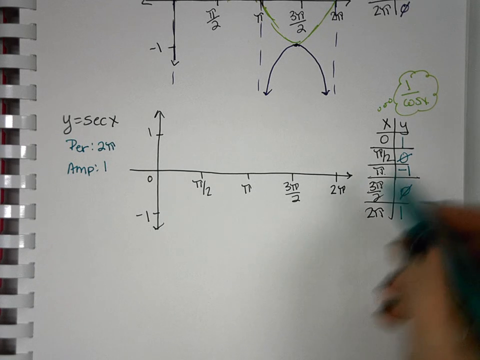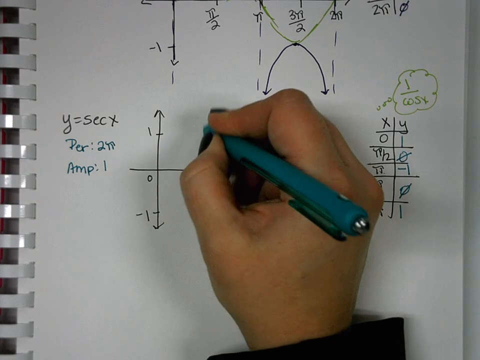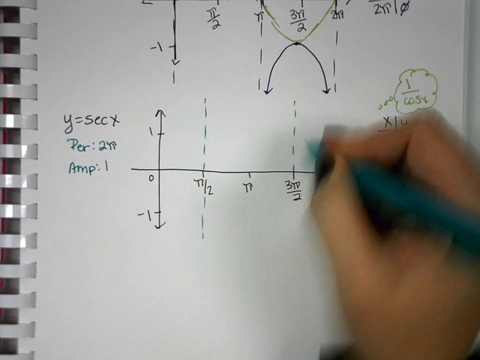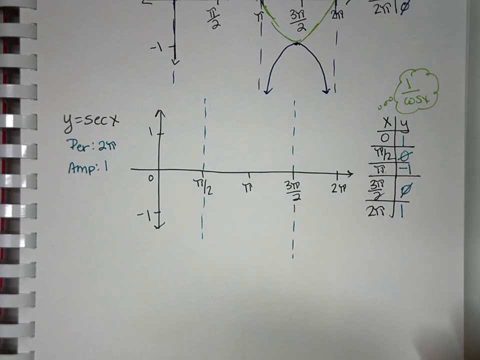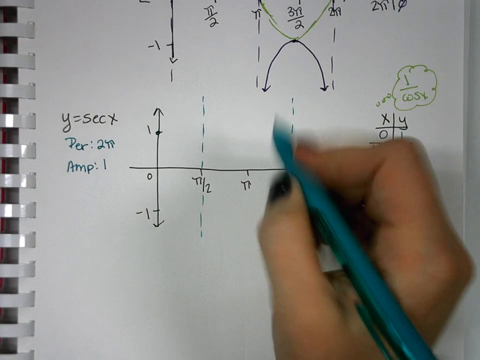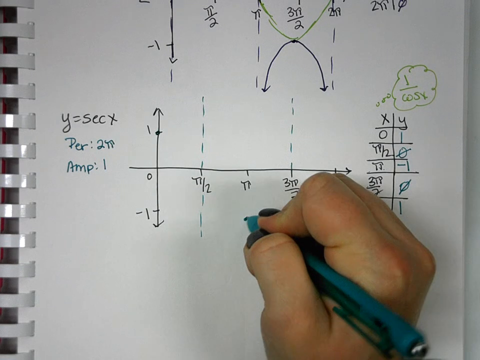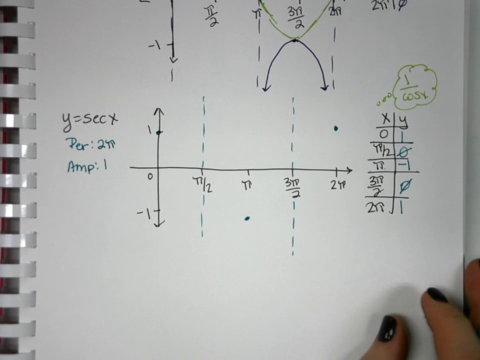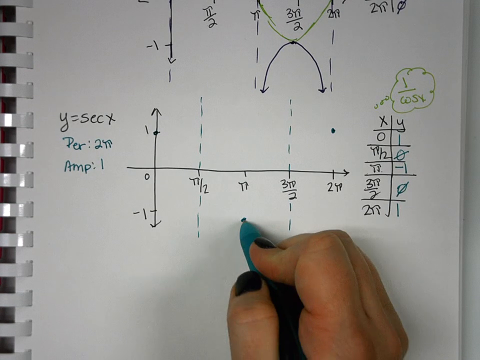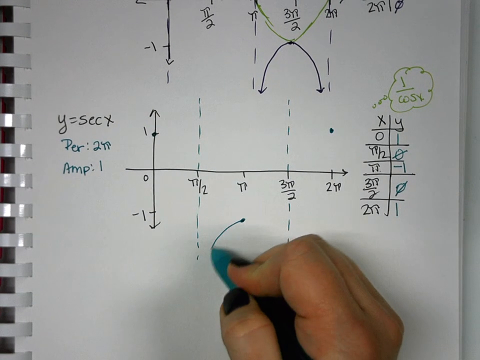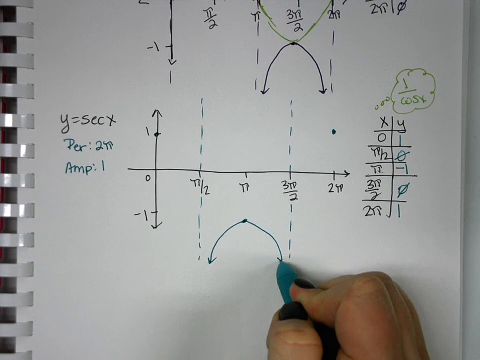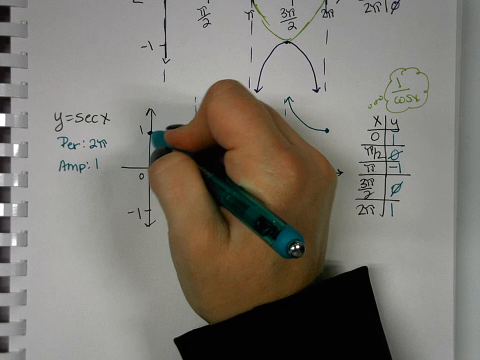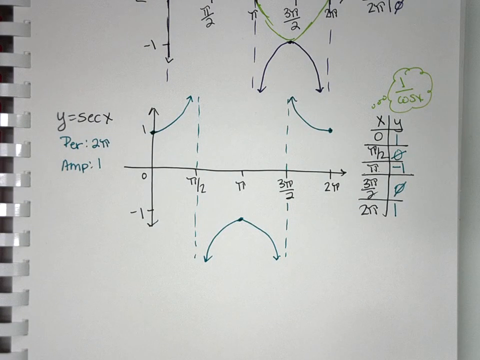So again, I'm going to draw my asymptotes. And at 0, I go 1. Pi, I go -1. And then at 2 pi, I'm back up at 1. So very similar to the cosecant graph, these are going to go in the opposite direction, so to negative infinity and infinity, to get your secant graph.